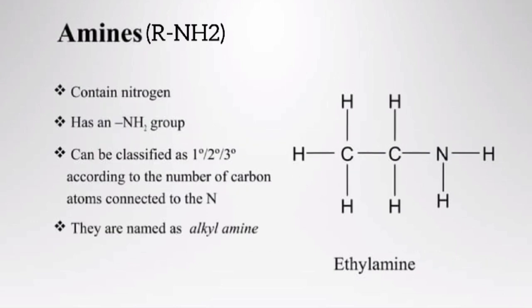The next functional group is amines. The general formula is RNH2. In the hydrocarbon chain, if you find an NH2 group attached, it clearly indicates that the compound is an amine. These amines can be classified into primary, secondary and tertiary based on the number of carbon atoms that are connected to nitrogen. They are generally named as alkyl amines.